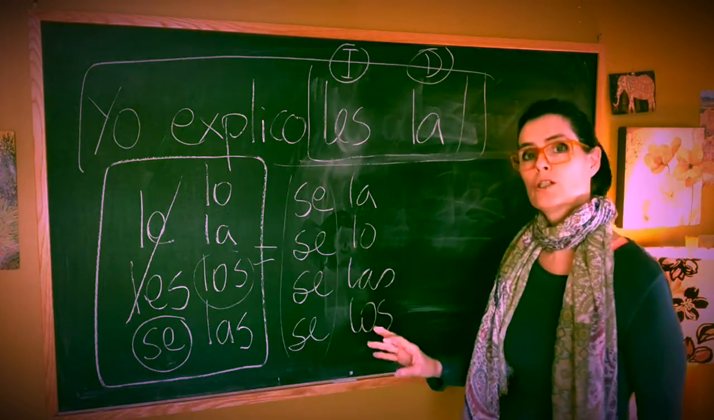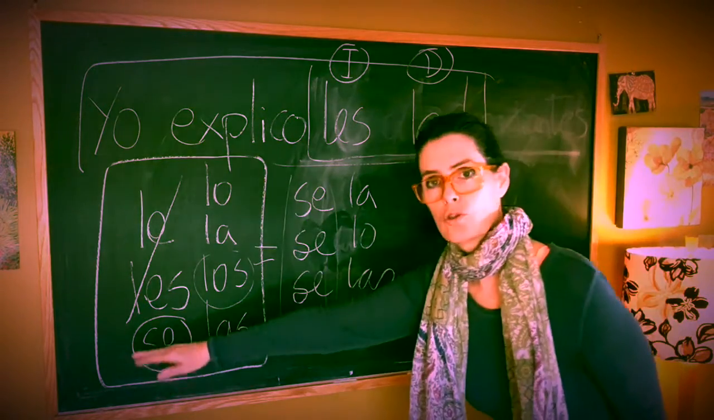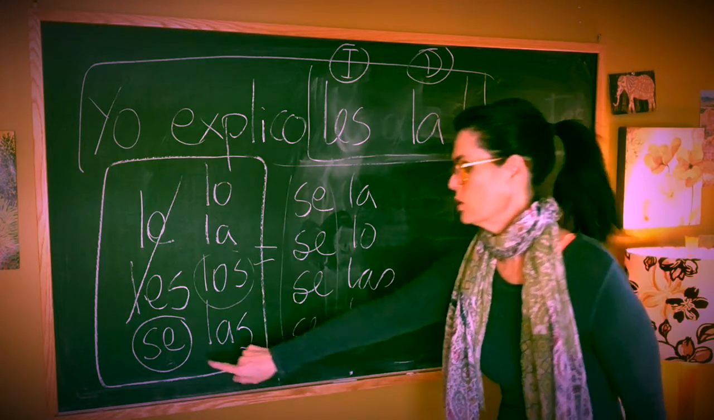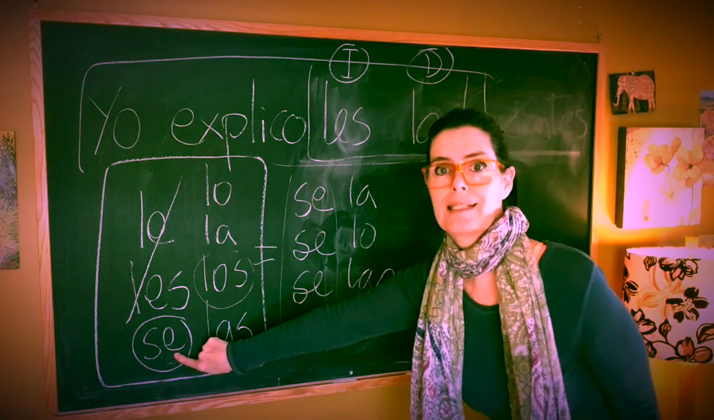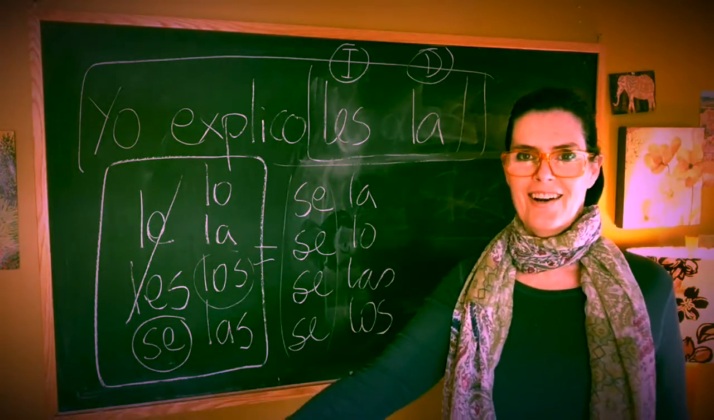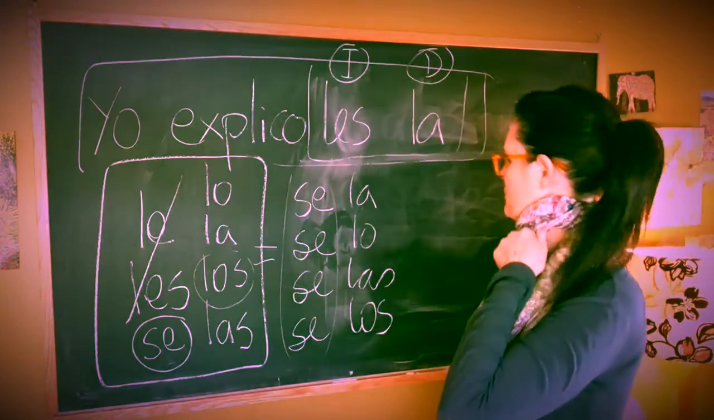When the third person singular and plural are together, this le, lo, le, las, you have to scratch that. And you cannot say le lo, le la, le los, le las. You're going to substitute it by se. Not to be confused with the reflexive. That has nothing to do with that other se. There are quite a few ses in Spanish, so don't worry about that, okay?